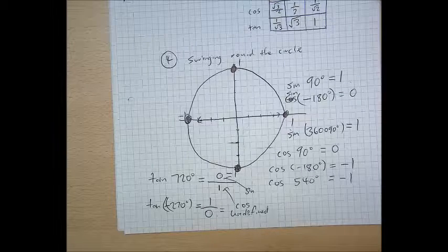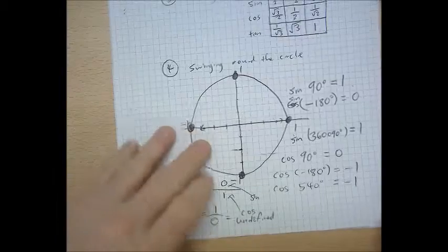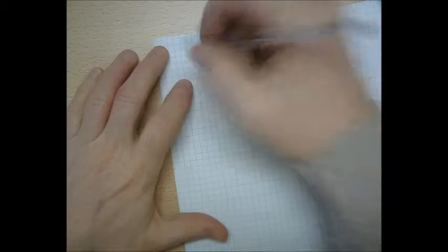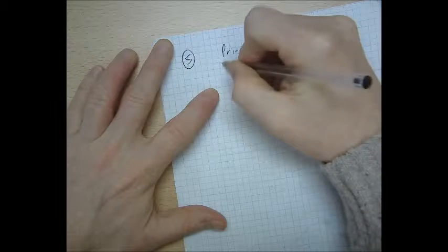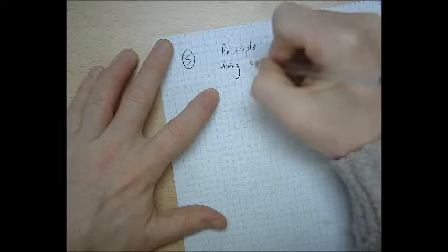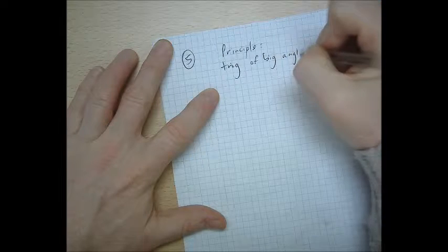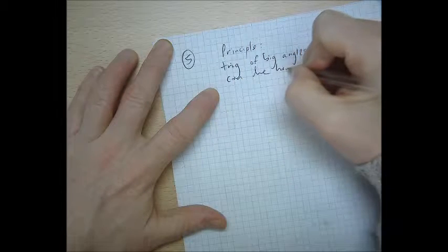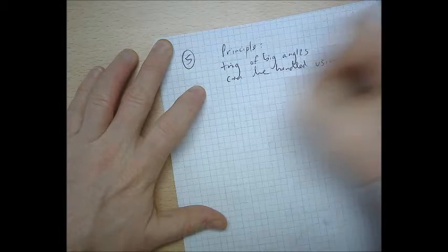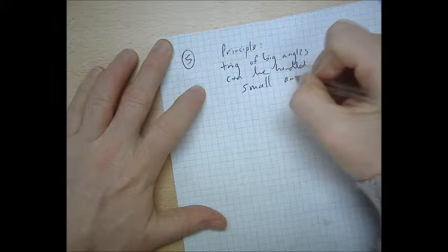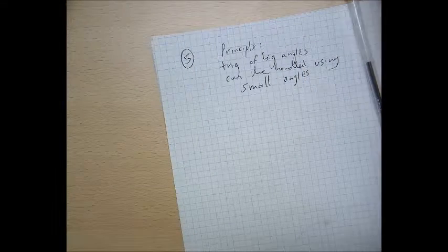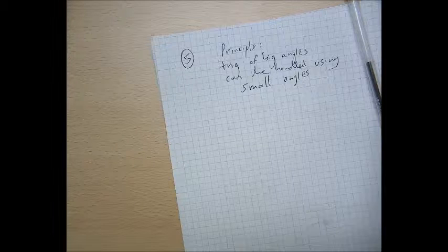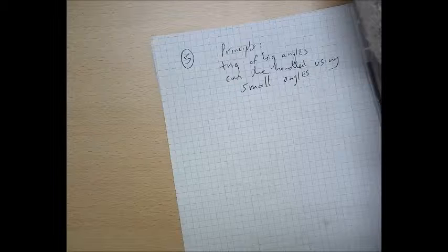Okay? Now, technique number 5 is as follows. It's a principle. Trigonometry of big angles can be handled using small angles. Now, what I'm going to do is explain to you what I mean by that.